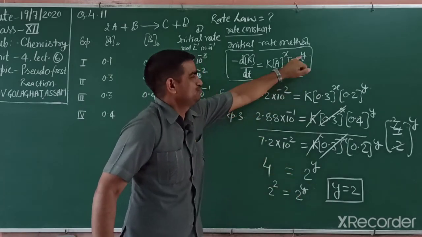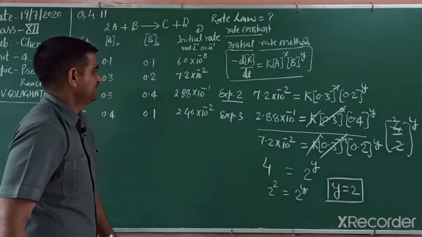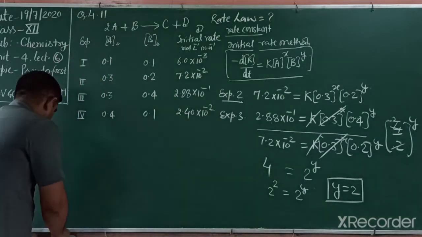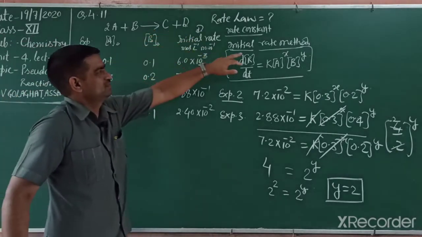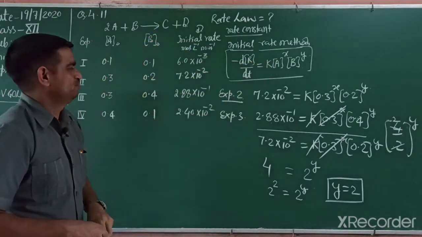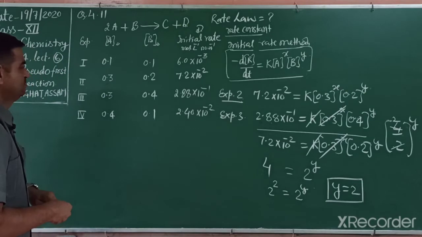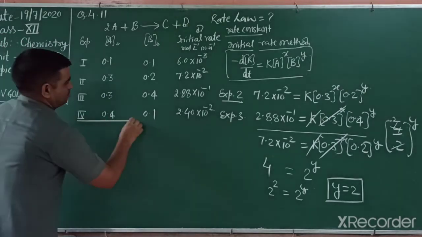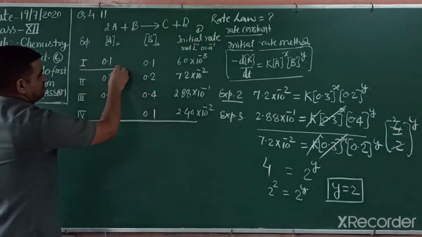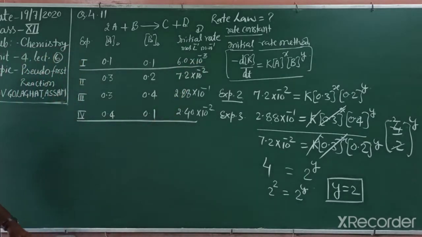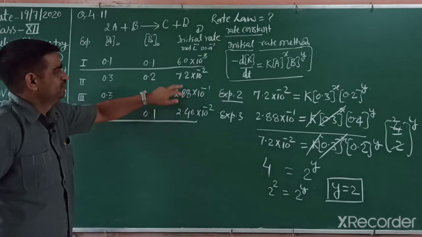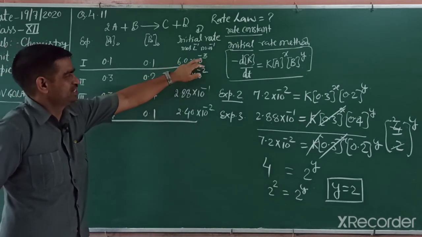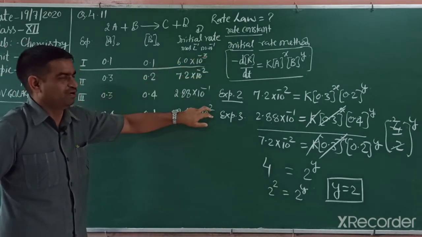Because y is 2, y is easily identified. Then we find out the value of x. Now we find x. So we take another pair of experiments, experiment number 4 and experiment number 1. When we compare these equations, this value is lower and this one is higher, because this is 10 to the power minus 3 and this is 10 to the power minus 2.